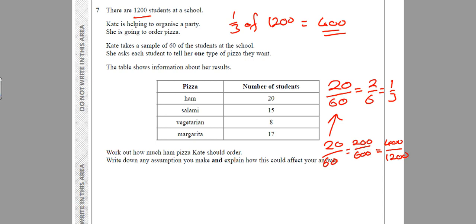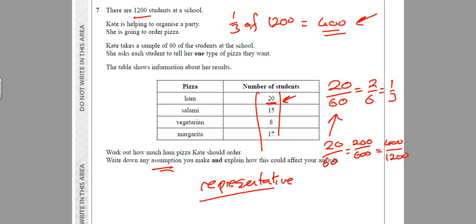The assumption here is we're assuming that these 20 here are representative of the school. We're assuming that they're not just the only 20 people in the school that like ham pizza. If they're the only 20 people in the school that like ham pizza, they've got to share 400 between them. But if the sample is representative of the population, or representative of the whole school, it means that it's going to be accurate.